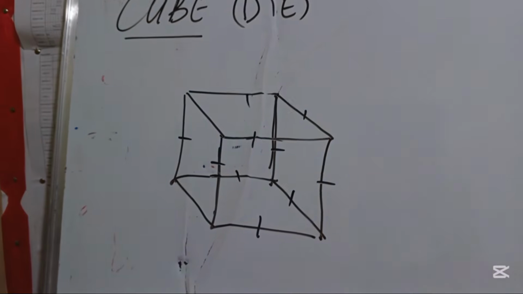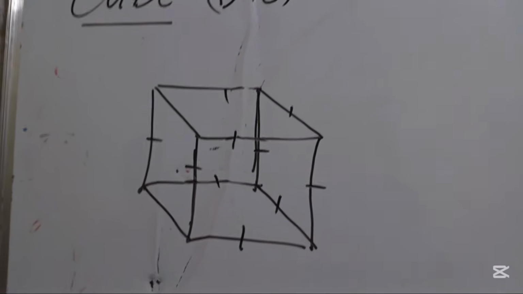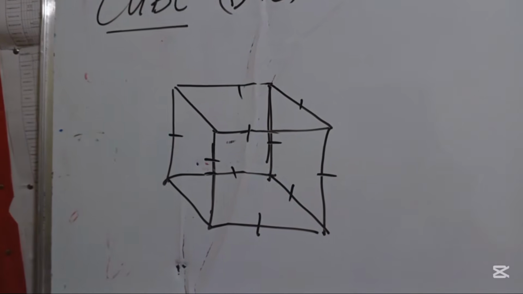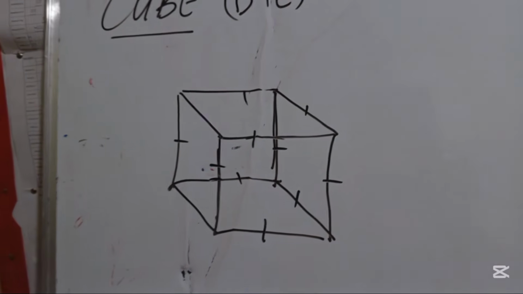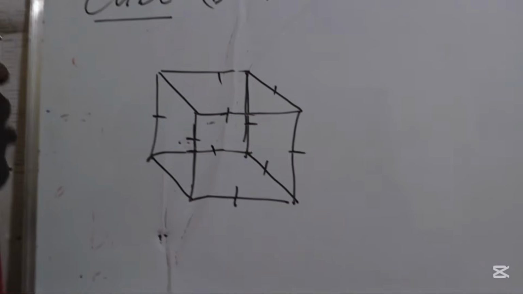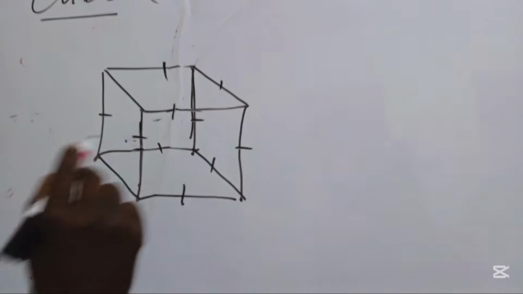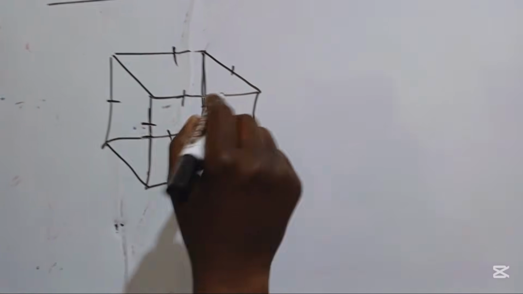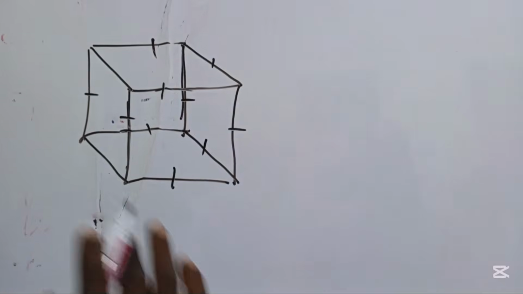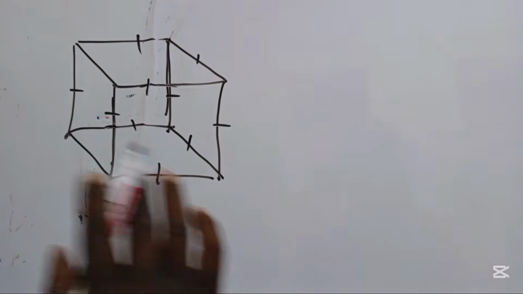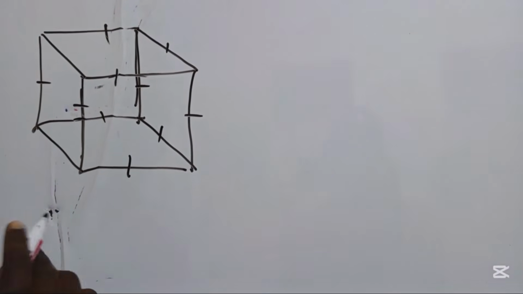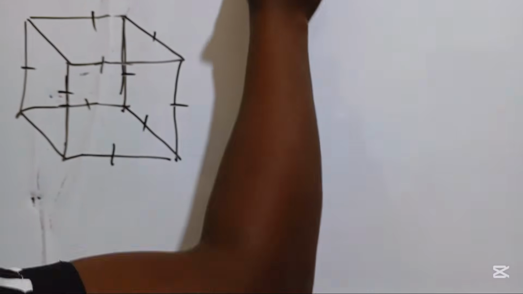Sometimes, instead of asking how many planes of symmetry a cube has, they will ask how many planes of symmetry a die has. So don't confuse yourself on that one. You should remember. This is the only shape where, when they ask you how many planes of symmetry, please get me clear, the formula which I gave you was this one.